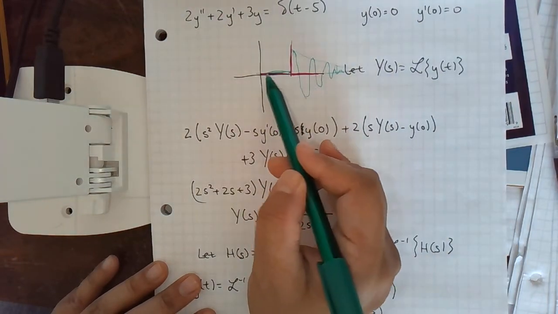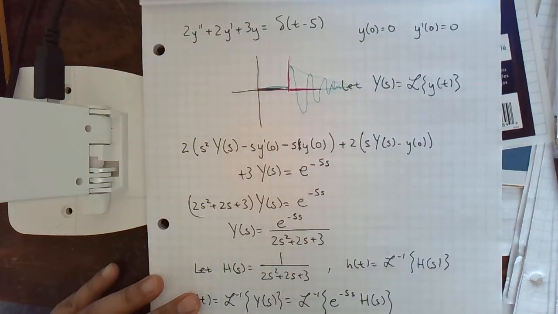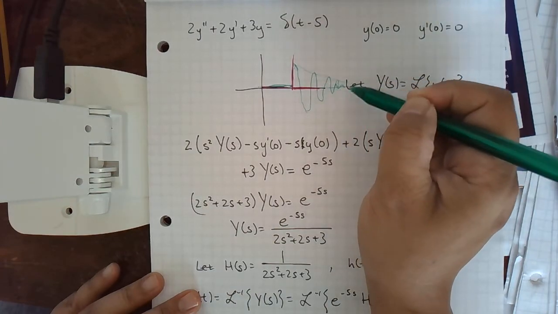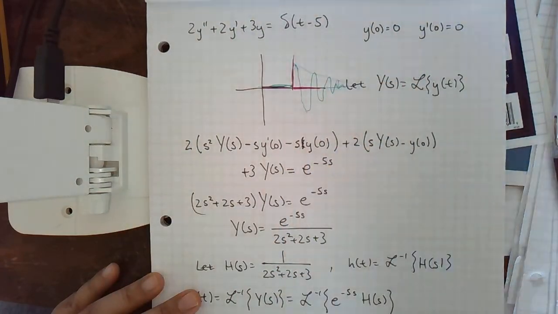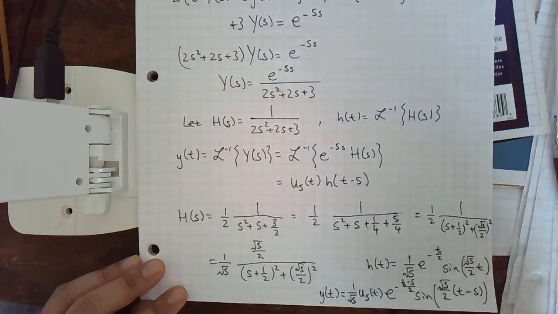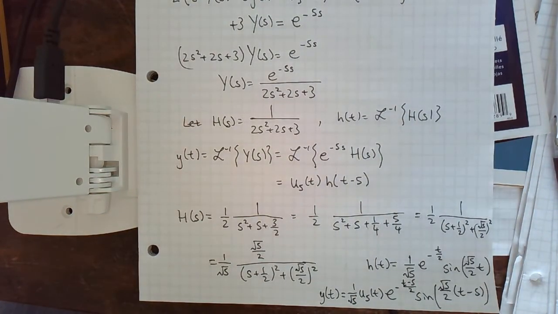So this makes sense. We have a not moving object. We're hit with an impulse. It starts bouncing, but it's damped, so the bouncing gets smaller. So this solution, in fact, makes sense.